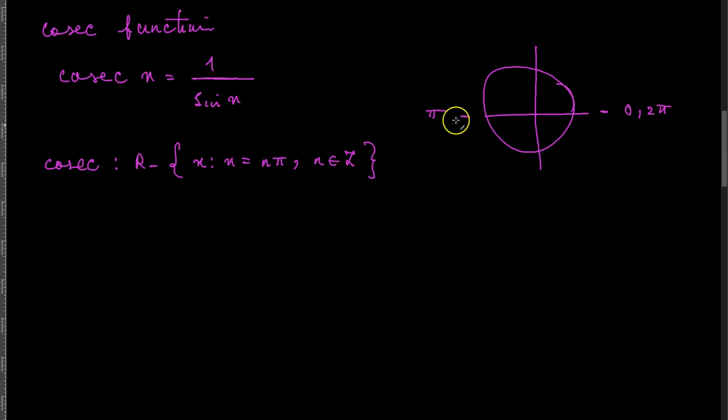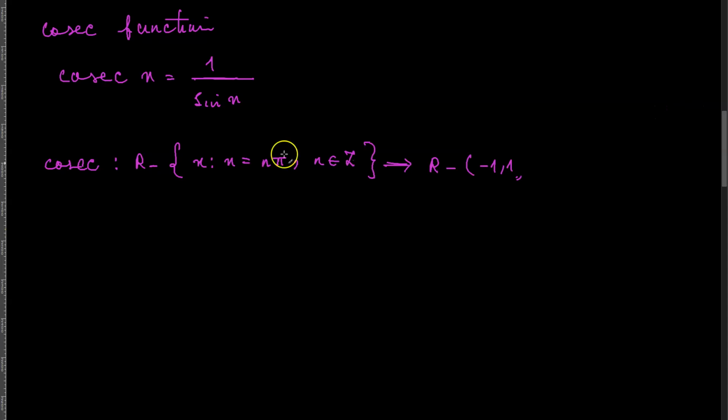And then the function happens to produce no outputs between -1 and 1, and therefore I have to say that the codomain of the function is R minus the interval (-1, 1). So basically the domain is all of the real numbers except for the multiples of pi, meaning that n belongs to the set of integers.